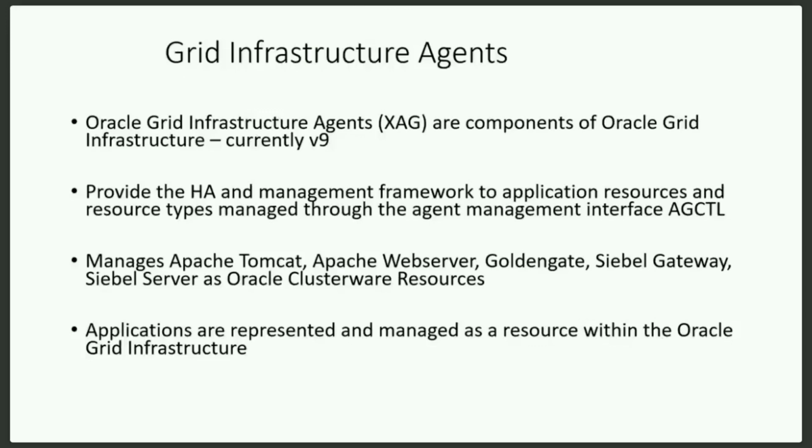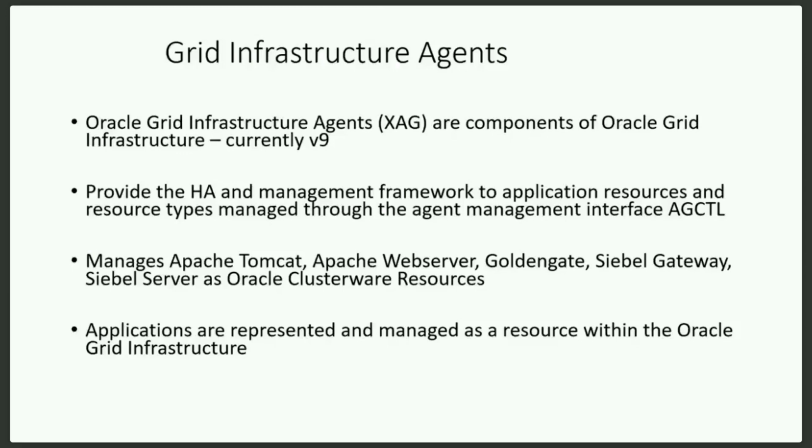Okay, so we create the application VIP, and then what we do next is a very important step. This is another piece of software that we have to download. There is a link available on OTN where I can download the grid infrastructure agents, and I think version 9 is the latest version. What this does is provide a management framework and high availability framework, and it's not only for GoldenGate but for other products as well, like Tomcat web server, Apache web servers, Siebel. So it basically provides high availability and a management framework for all these types of resources.